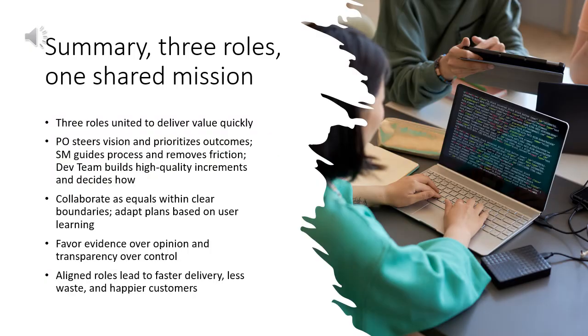Scrum unites three roles around a common goal: deliver value quickly. The product owner steers the vision and prioritizes outcomes. The Scrum Master guides the process and removes friction. The development team builds high-quality increments and decides how. They collaborate as equals within clear boundaries.